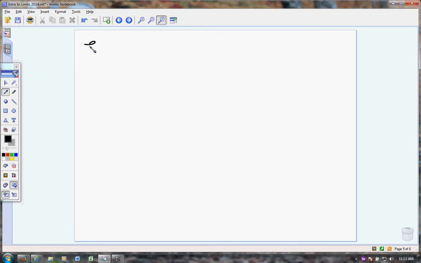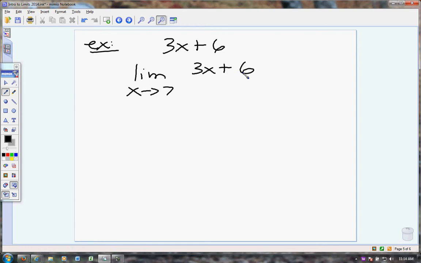Now, let's consider a very basic problem, something like this. How about the function 3x plus 6? Very, very basic function. What if I wanted to find the limit as x approaches 7 of 3x plus 6? This would be an example problem. We'll call this number 1. If I wanted to find the limit of 3x plus 6 as x approaches 7.